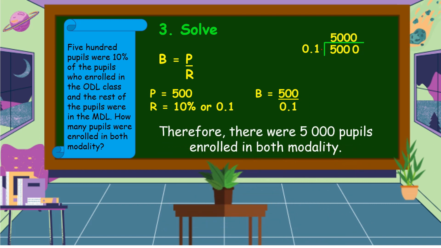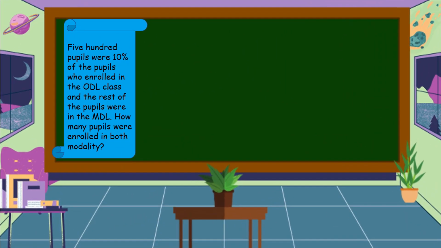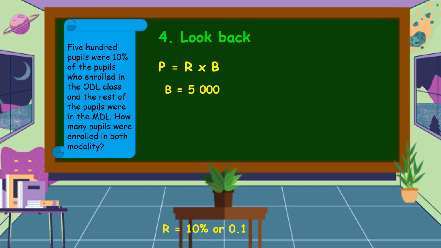Therefore, there were 5,000 pupils enrolled in both modality. The last step is we're going to look back or check whether our answer is correct or not. So, gagamit tayo ng isa sa ating formula, percentage is equal to rate times base. So, ang ating base is equal to 5,000 at ang rate natin ay 10% or 0.1. So, let's multiply. We're going to get the percentage.